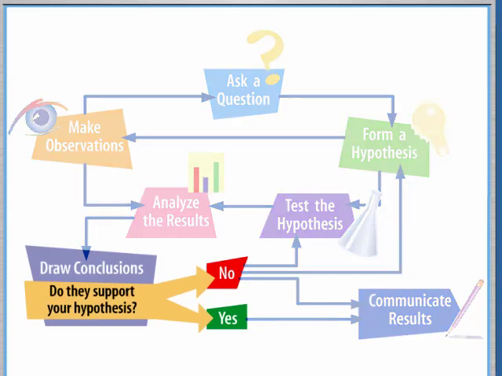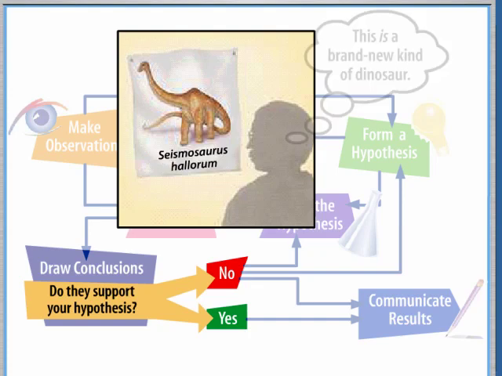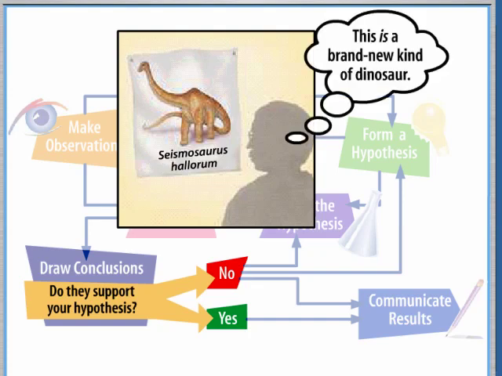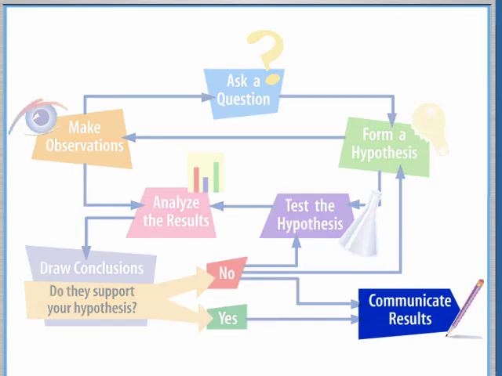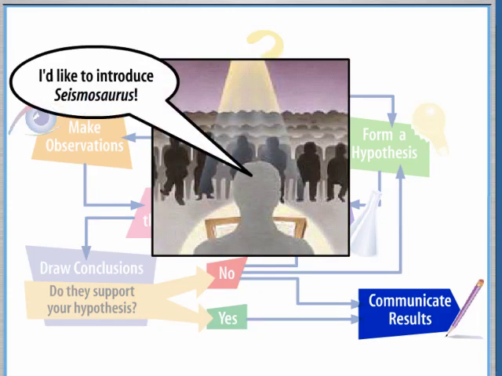Finally, scientists must conclude whether the results of their tests supported the hypothesis. Let's suppose that the dinosaur bone measurement tests led to the conclusion that a new dinosaur species has been discovered. Upon completing an investigation, scientists communicate their results. Scientists often present their findings in speeches, journal articles, and books.